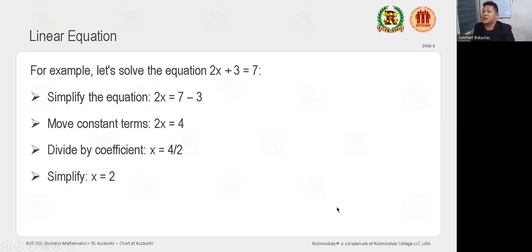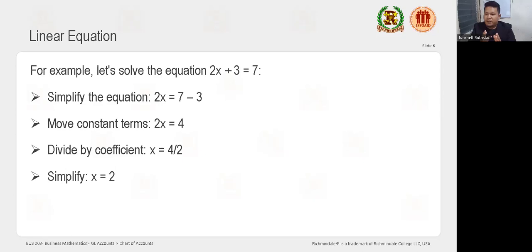Here's an example. Let's try to solve 2x + 3 = 7. The first thing you have to do is to simplify. So you have to transpose 3 to the other side. Take note that every time you transpose a number from this side to the other side, or vice versa, the sign must be changed. What does it mean? If it is positive, it will become negative.